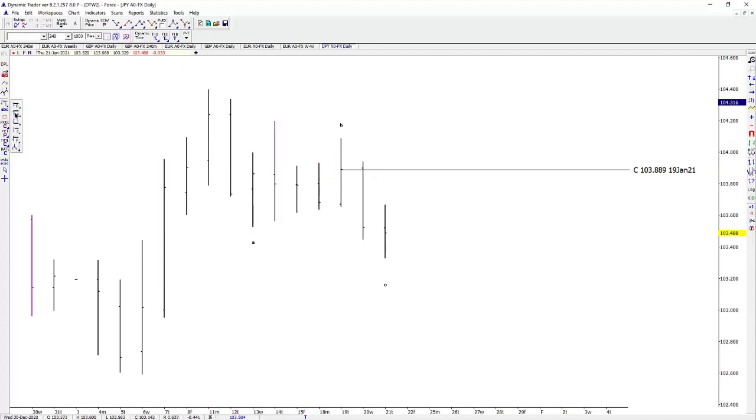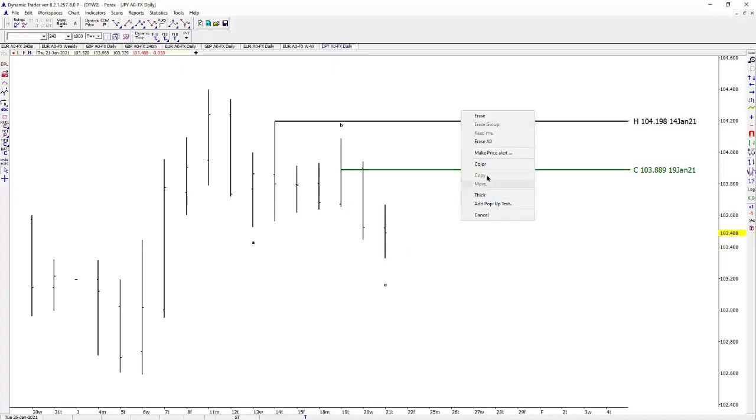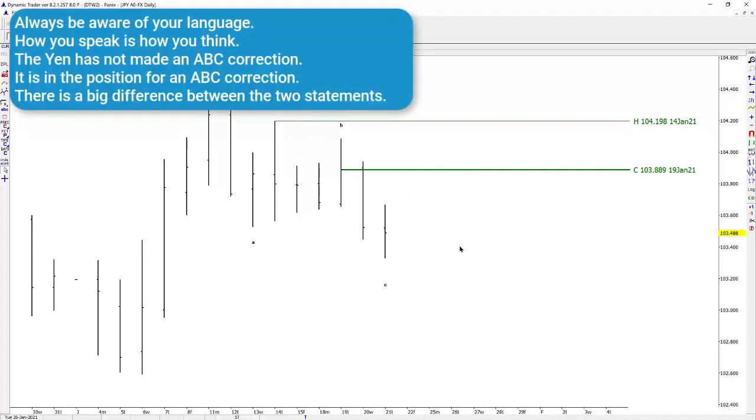Let's just draw a line on this. And I'm going to make that thick, and I'm going to make it green, because a close above it would be positive, a very positive thing. And of course, a trade above the high would be very positive as well. So as of this point in time, we don't know if the market's making an ABC correction. We know it's in a position to have made an ABC correction. And if we close above 103.889 and trade above the 104.198, we'd have a very firm pattern reversal signal that we have completed an ABC correction.